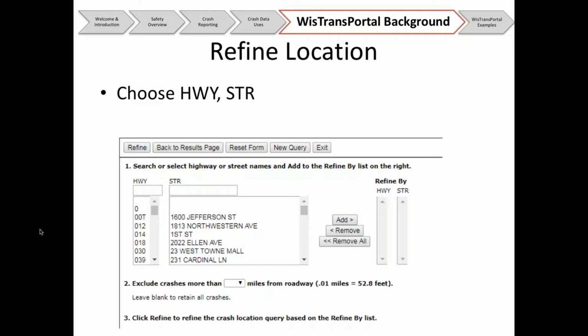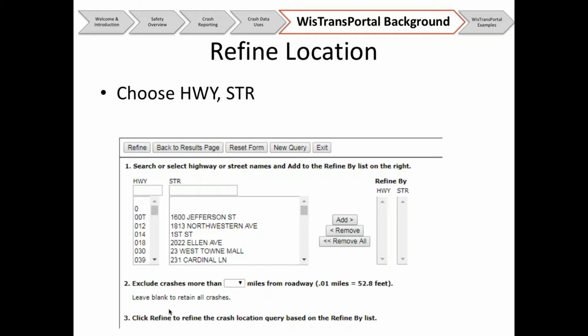So if you want to refine the location, you want to make sure that you are selecting, search or select the highway or street names, and then you add it over to that column, and then you're going to refine it based on that. You can exclude crashes more than X miles from the roadway if you want. So if you're thinking about being able to look at some of the crashes that are near an intersection with a major highway, but on the local road.